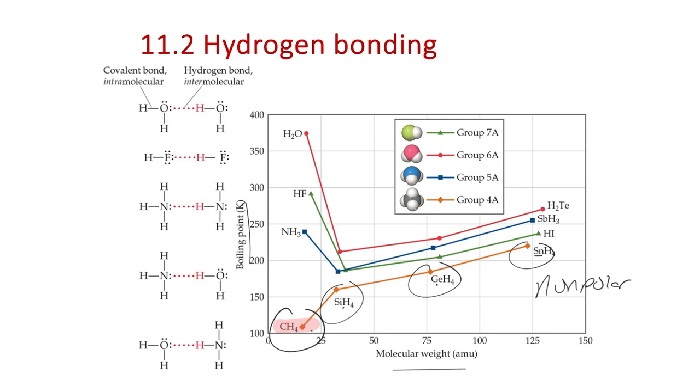Okay, so now if we look at the next group, NH3 to PH3, the thing we're trying to explain is why this is so high compared to PH3. Why is NH3 off the charts compared to PH3? Or if you look at HF and water, why are they off the charts here? Why are these so high?